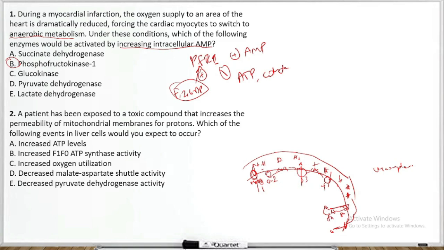The body senses as if you are not creating enough protons, so the process of oxidation will increase, and at complex 4, oxygen reacts with the electrons and forms water. So there will be excess consumption of oxygen. That will be the answer: increased oxygen utilization as a result of this toxic substance that makes the mitochondrial membrane permeable to the protons.